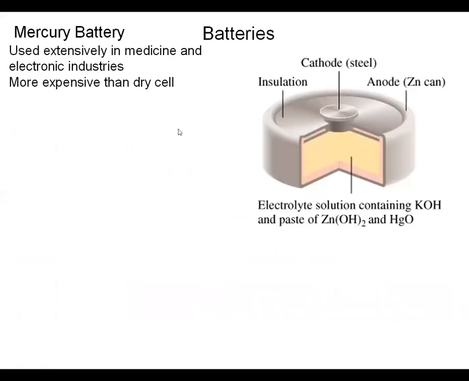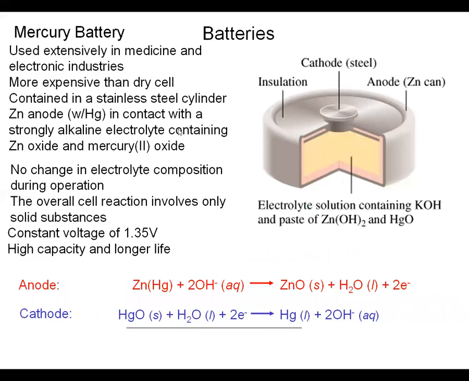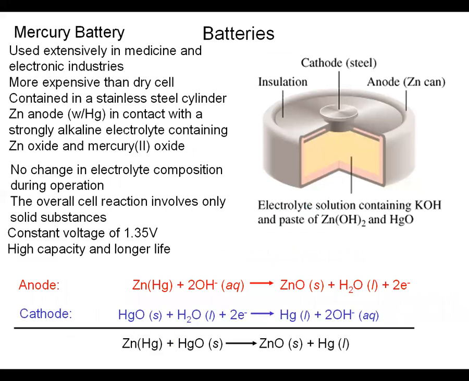Another type of battery is a mercury battery. And again, you're not responsible for any of the reactions or anything like that. But again, it's used a lot of times in medical devices as well. It's a little bit more expensive than that dry cell that we just saw. It also has the anode as zinc that has some mercury in it as well. It's in contact with a strongly alkaline electrolyte.